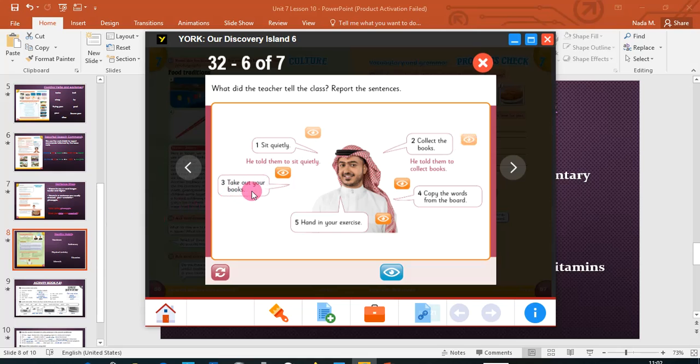3, he told them to take out their books. Now instead of your, I'm going to change your to their. 4, copy the words from the board. He told them to copy the words from the board. Finally, hand in your exercise. Again, I'm going to change your to their. So he told them to hand in their exercise.